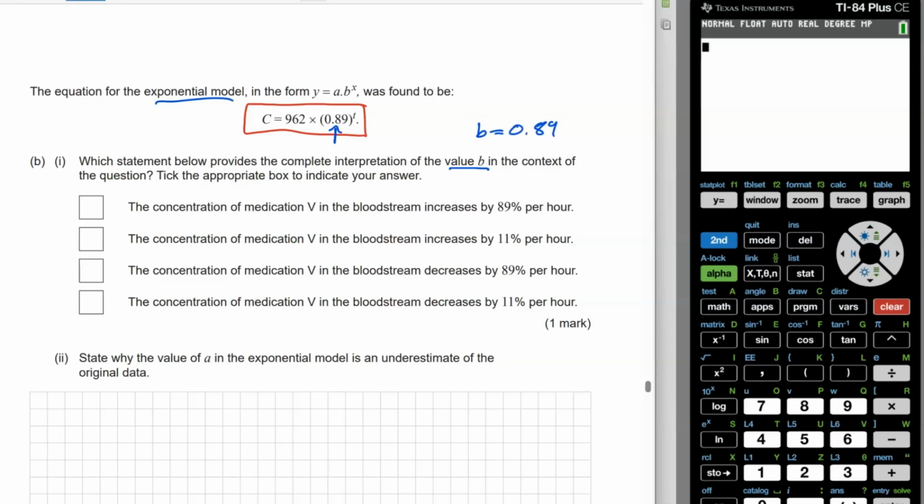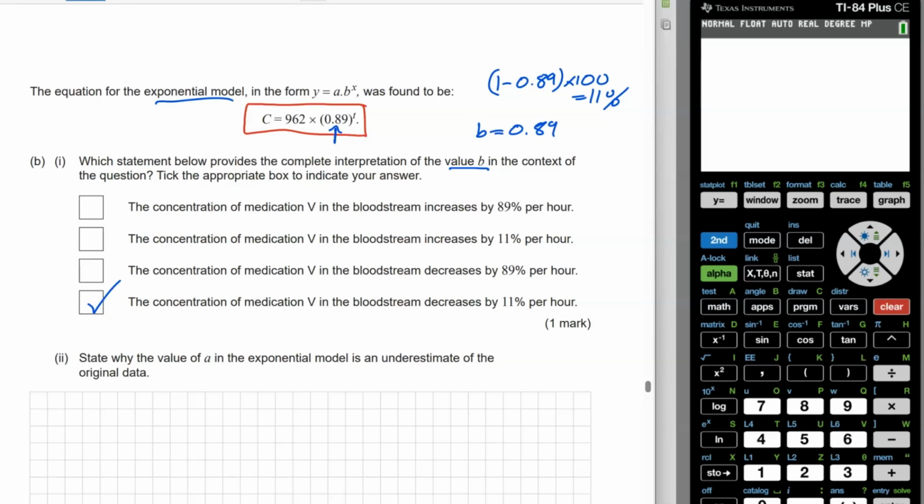So what does 0.89 actually mean? It's got to do with your growth or decay rate of the exponential function. You can tell what that rate is by saying, because it is a decay, it's going to be 1 minus the 0.89 times by 100, which is going to equal 11%. So it's saying it's decreasing essentially by 11% per hour, and it's medication V. So I guess it's going to be this one down here.